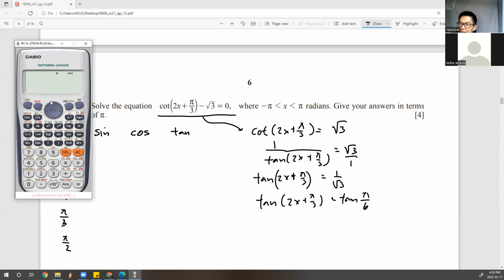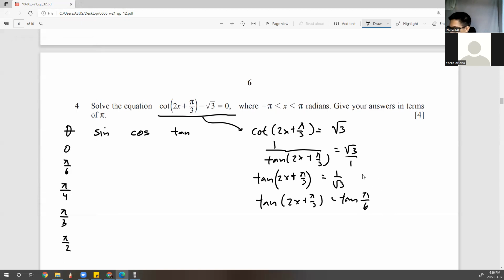Make sure that the calculator is in radian mode. Shift tangent of 1 over square root 3. The answer will be pi over 6. You can just use the calculator here. I just write the formula. Use the calculator and make it in terms of radians. So this equals this, right?